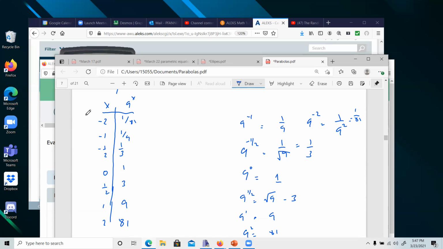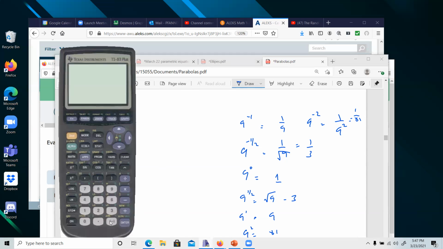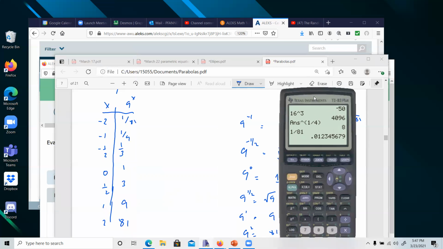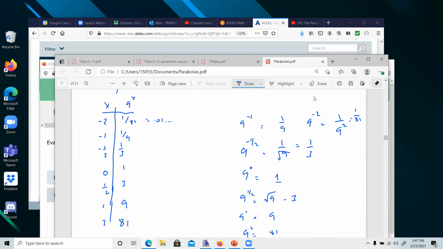That's going to be a much smaller number than we can really graph, but I'll go ahead and do that. So what does 1/81 look like? Okay, 0.0123. Oh, look at that: 0.0123456789. Go figure. I wonder if that keeps going. Okay, so 0.0123. This one is 0.111, 1/3, 0.333, and all of these are easier to graph.